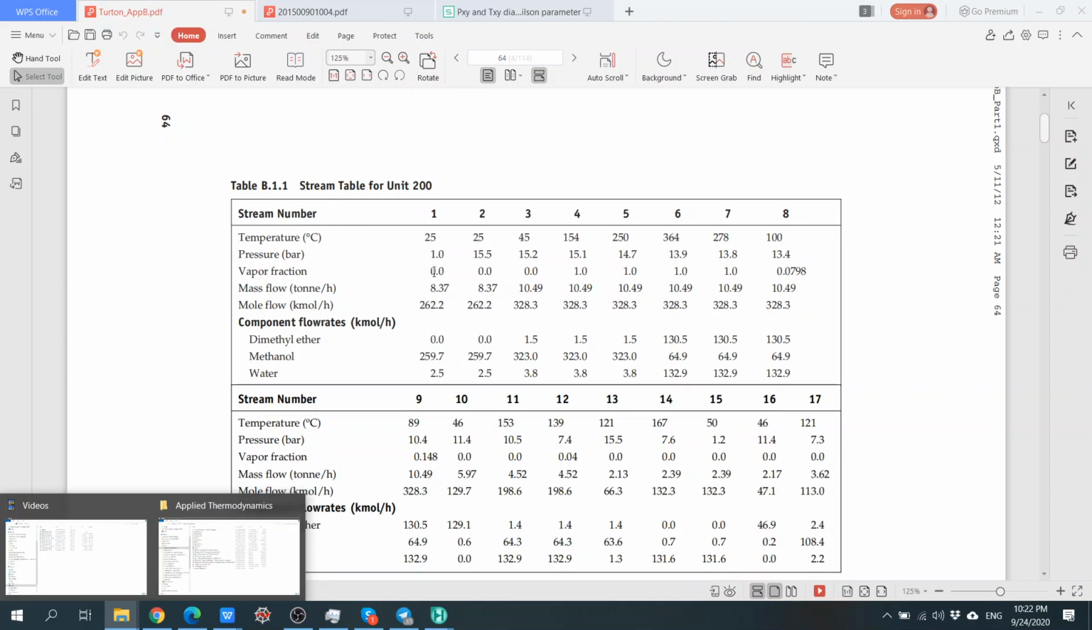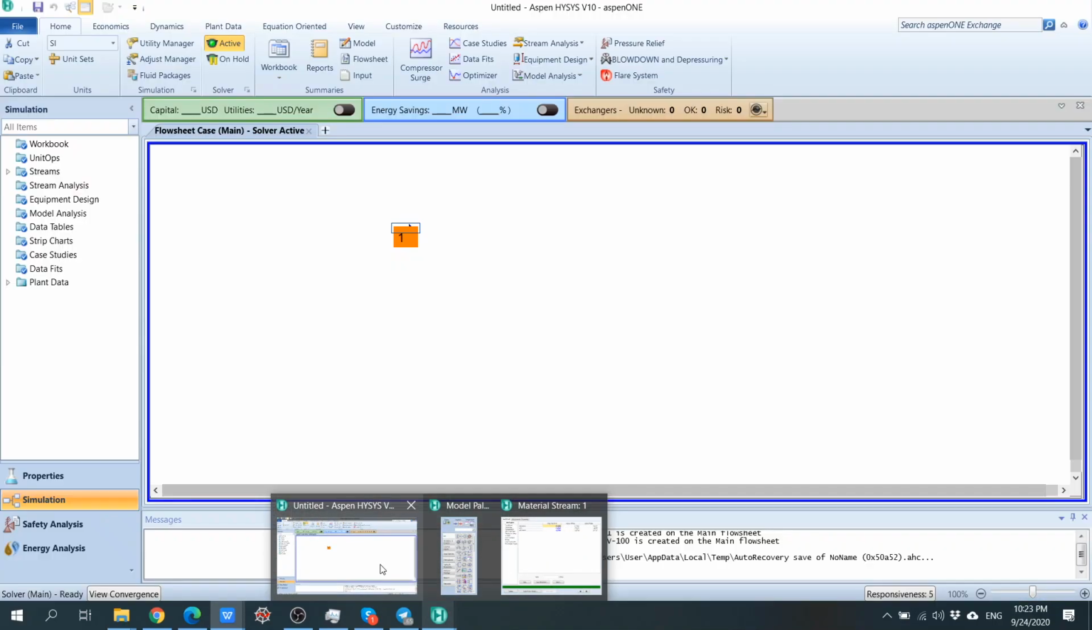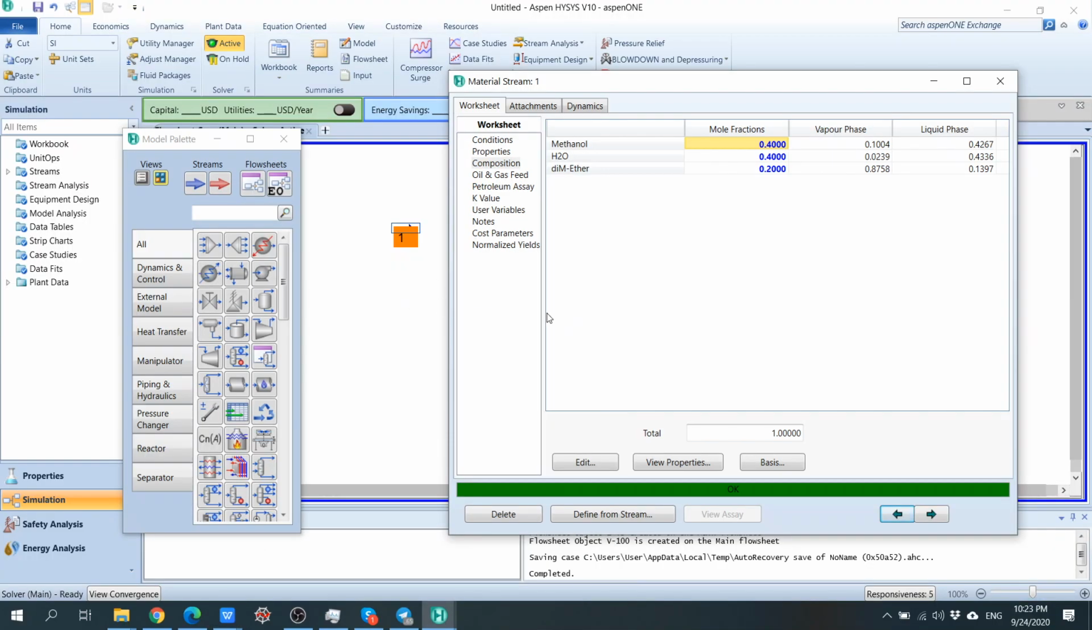If you put 1, that means it could be saturated vapor or superheated vapor. So in this case, if we put 1, it will be the saturated vapor. So that is the impact, and then I will just show you what happens.